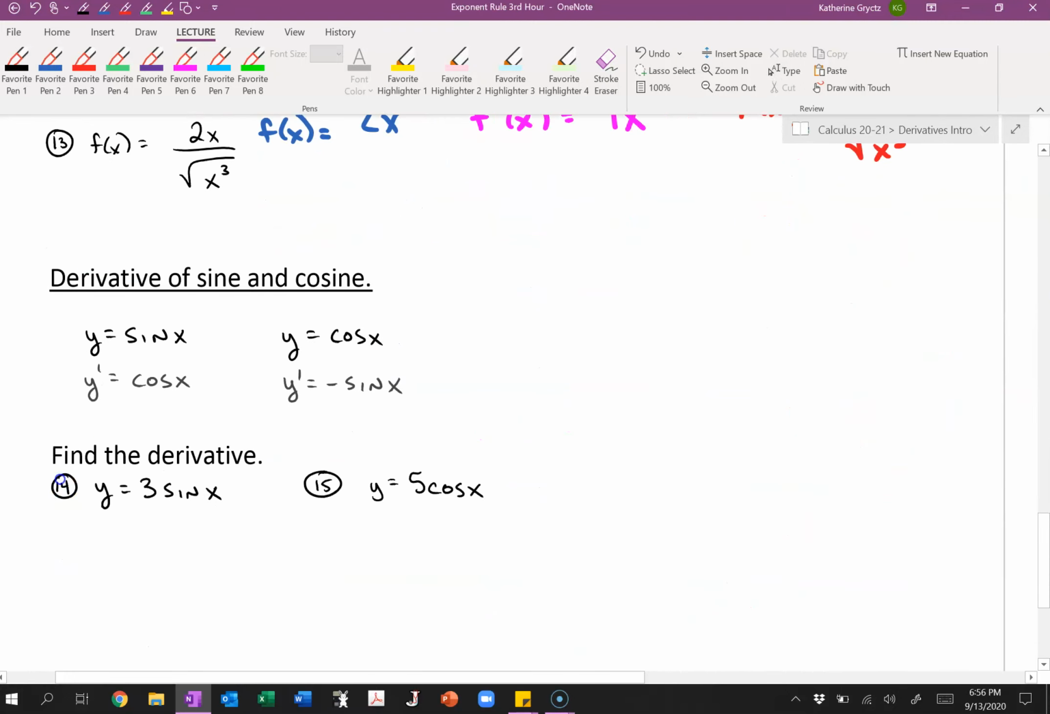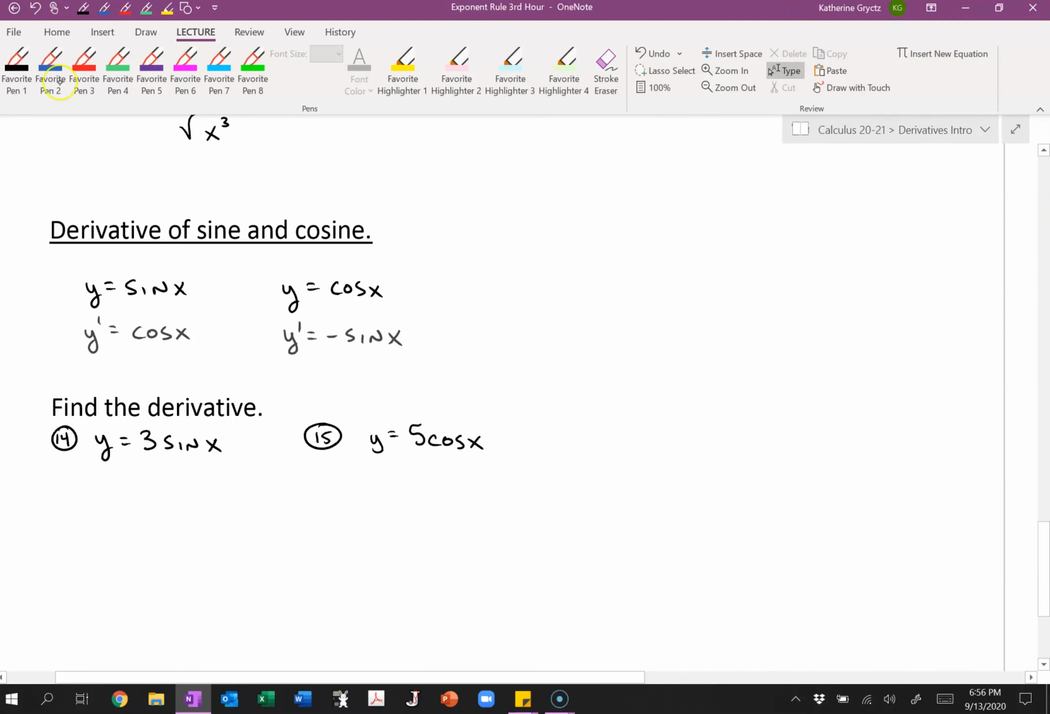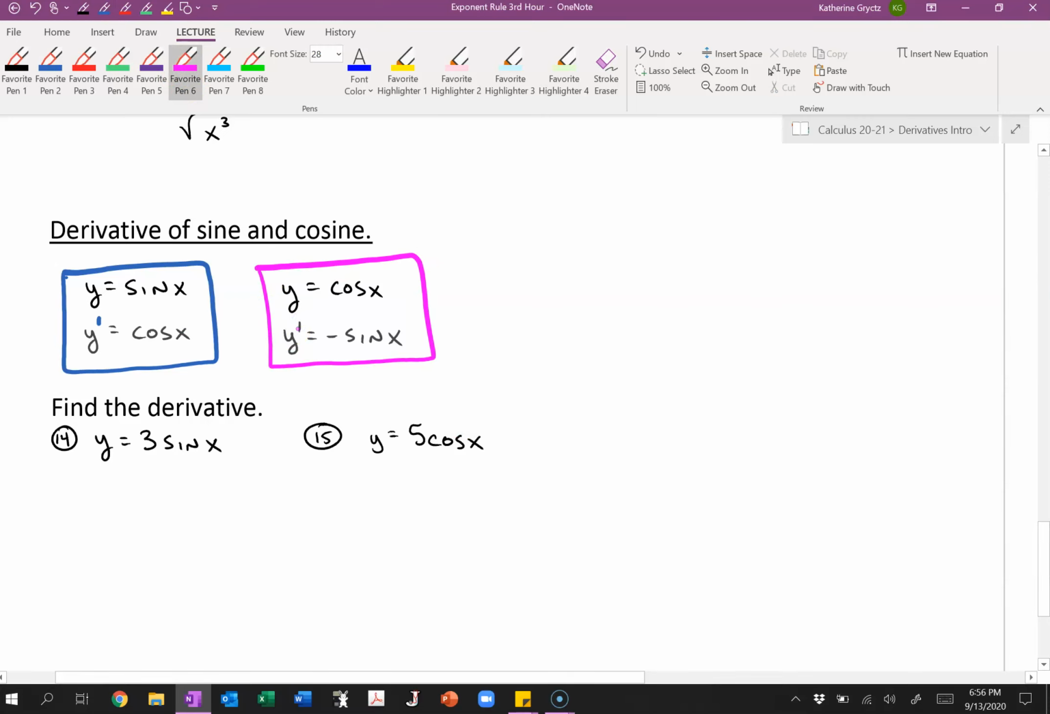Okay, so then the very last thing we're going to talk about are two different shortcuts. This has nothing at all to do with exponents. It's the derivative of sine and cosine. So here we've got one of them. If you have y equals sine x, the derivative, y prime, is equal to cosine x. The derivative of sine is cosine. Has nothing to do with an exponent. That's the shortcut. And then on the other hand, if you have y equals cosine x, its derivative is negative sine x. Those are two other shortcuts that we're going to have to memorize.